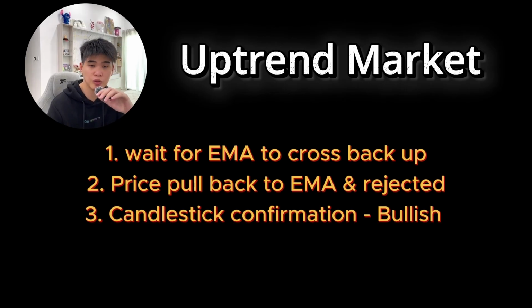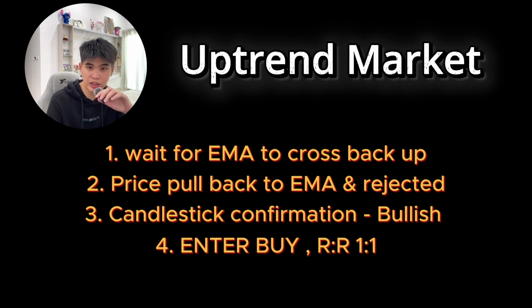Number three, once the price is rejected from your moving average, wait for a candlestick confirmation. And typically, what I like to use is engulfing candles. So in an uptrend, what I want to see is a bullish engulfing candle. And number four, once all these three are aligned, just enter without hesitation. Set your risk and reward ratio to 1 to 1.